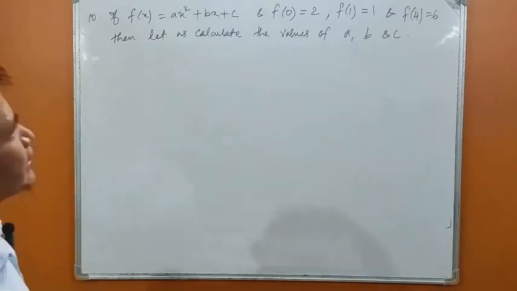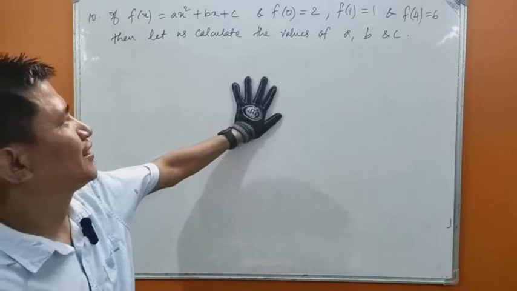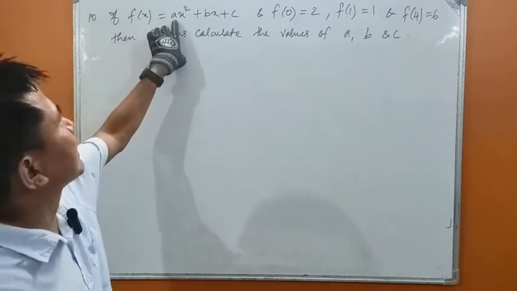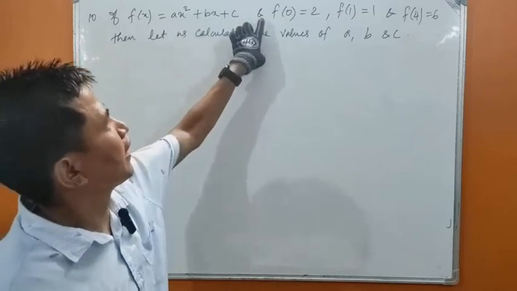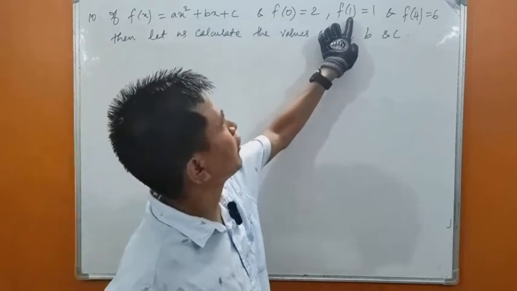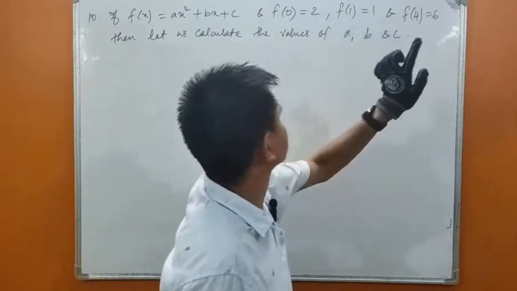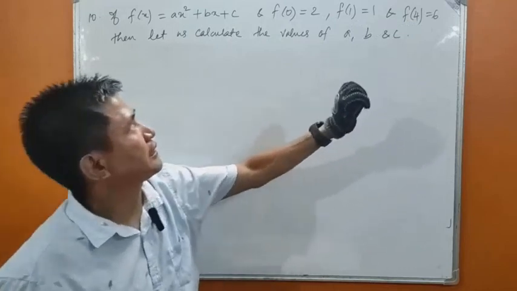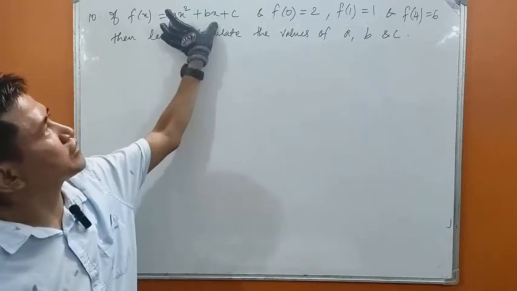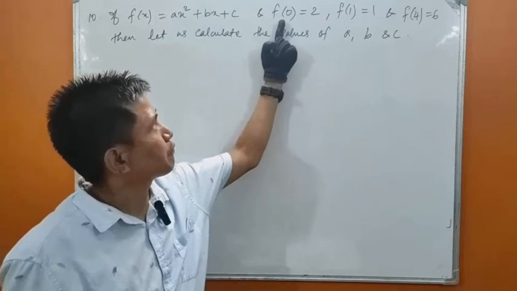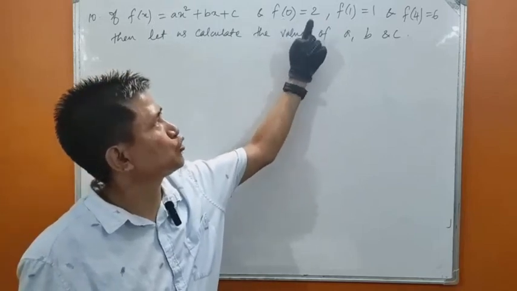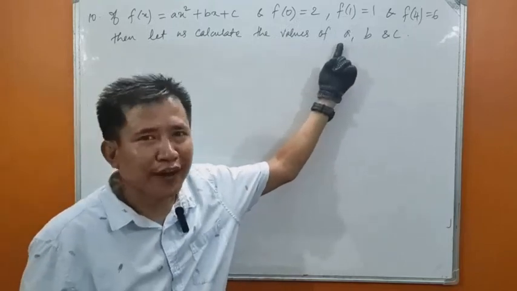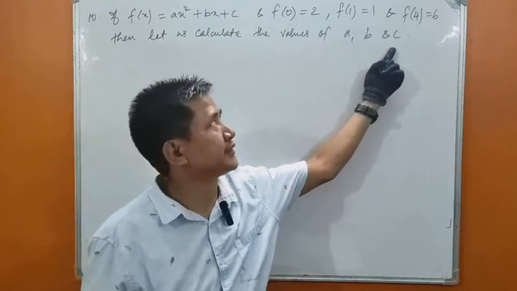Okay, question number 10, the last question from this exercise. Let's do this. If f(x) equals ax² + bx + c, and f(0) equals 2, f(1) equals 1 and f(4) equals 6, then let us calculate the values of a, b and c. This expression is given to us and we are provided with the values of f(0), that is 2, f(1) is 1, f(4) is 6. We are asked to find the value of a, b and c.